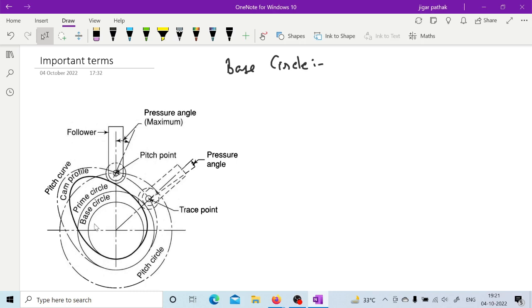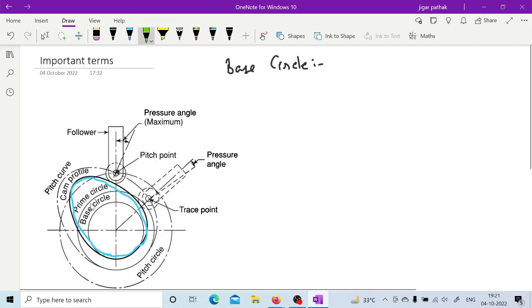So what is the base circle? Basically, the base circle is the smallest circle which is tangent to the cam profile. As you can see, this is the cam profile, as mentioned here in the given figure. So the base circle is the smallest circle which is tangent to this particular cam profile.